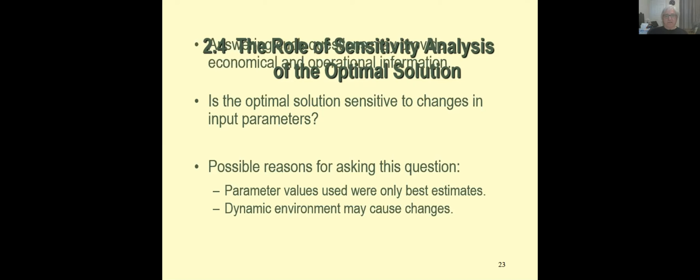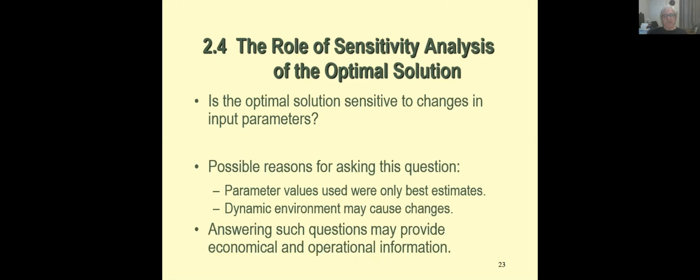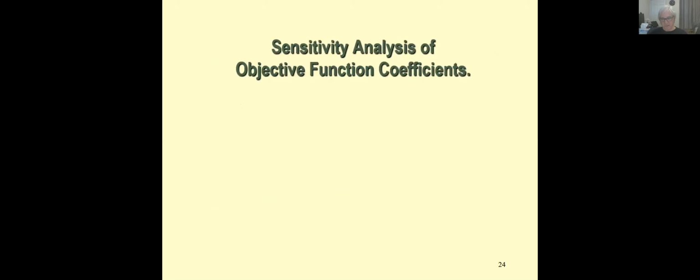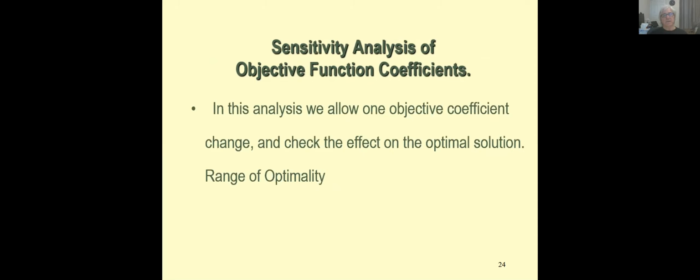There will be two types of sensitivity analysis questions that we are going to discuss. The first one will be in the objective function of the linear programming model, and the second will be in the constraints. Specifically for the objective function, we are going to let a parameter, a coefficient of a variable, change.